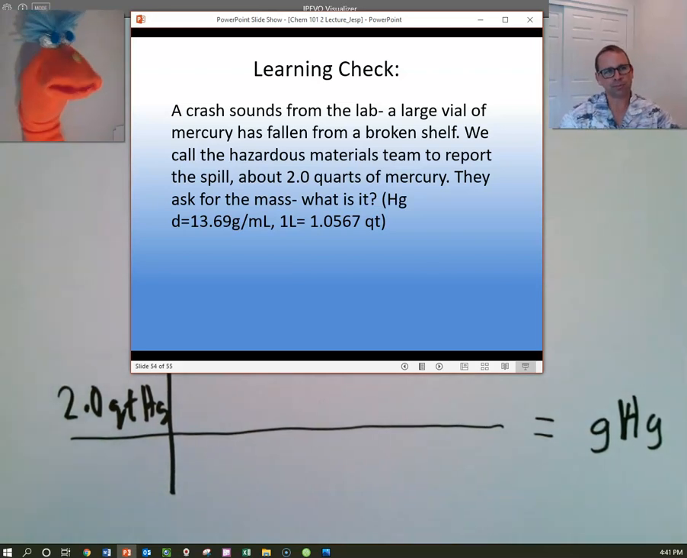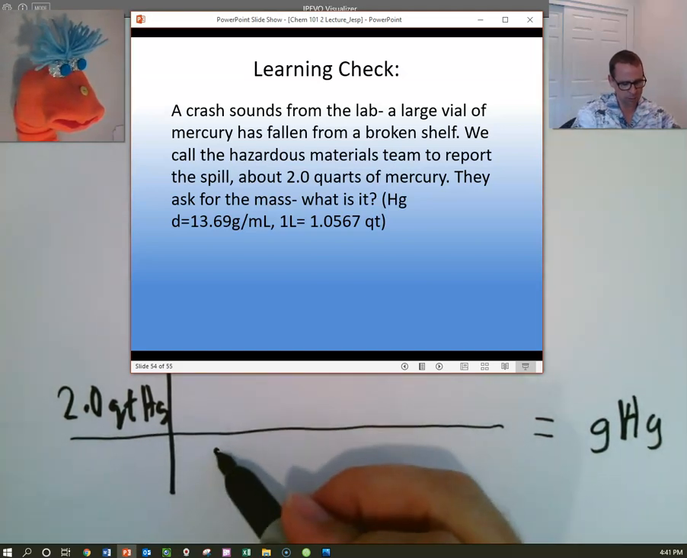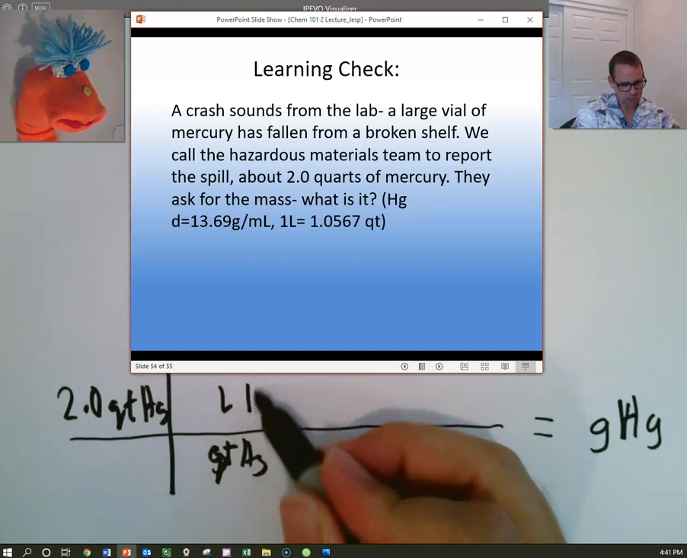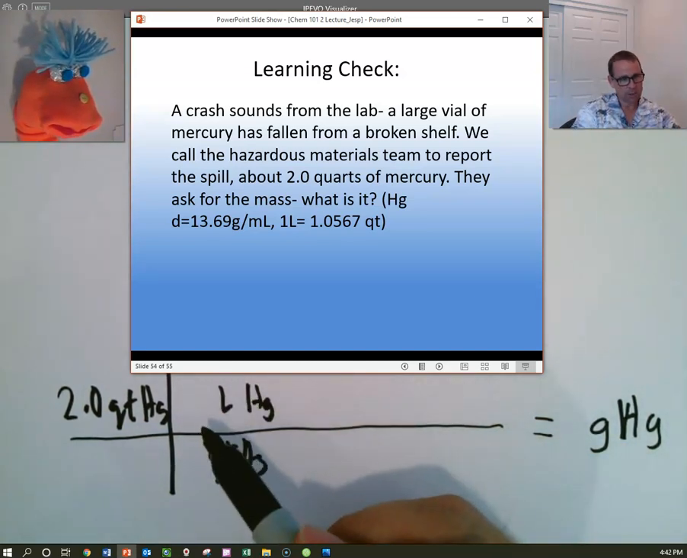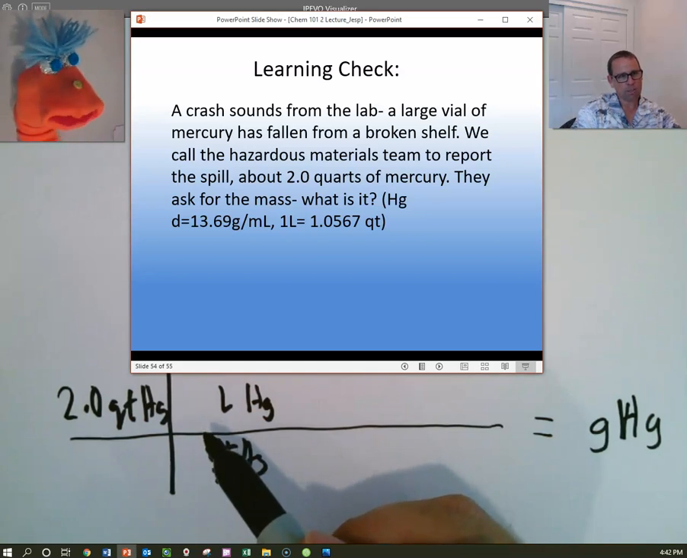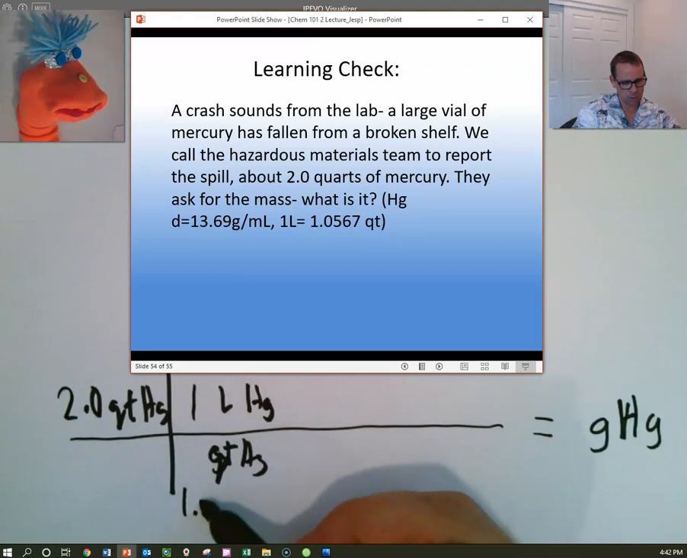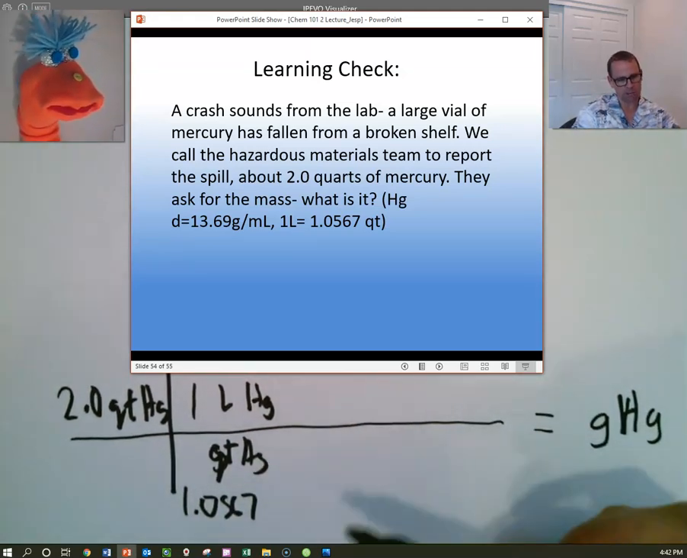Now what are we going to do? Convert the quarts to, they told us about what? They told us quarts to liters. So convert the quarts to liters. All right, so I go from quarts here, QT of mercury, to liters of mercury. All right, and what is the conversion factor? 1 goes on top, 1.0567 on the bottom. 1.0567 quarts on the bottom.